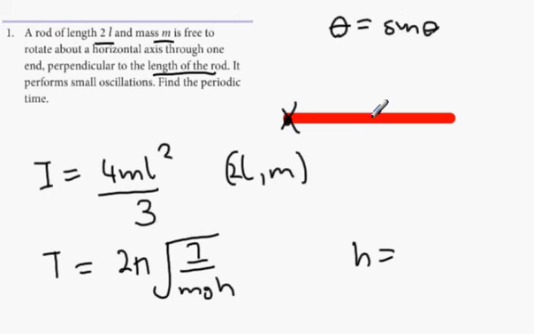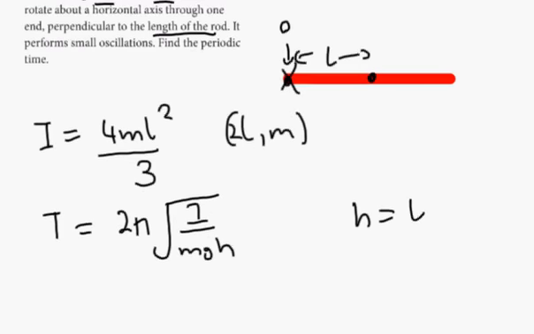H is defined as the distance from your axis of rotation to the center of gravity of your object. The center of gravity of the rod is dead center. If it's of length 2L, that means its center of gravity is the distance L away. So basically H equals L.